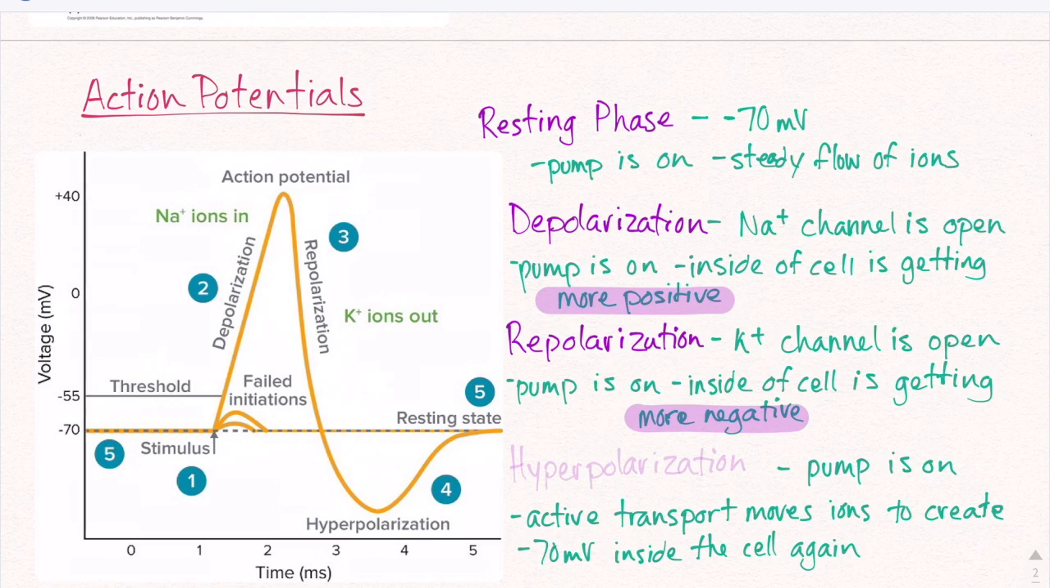In this final phase, the charge of the inside of the cell goes below the negative 70 millivolts that we want our cell to be. So the sodium-potassium pump is crucial here. Active transport moves ions in and out of the cell to create this negative 70 millivolts again, and this stage is called hyperpolarization.